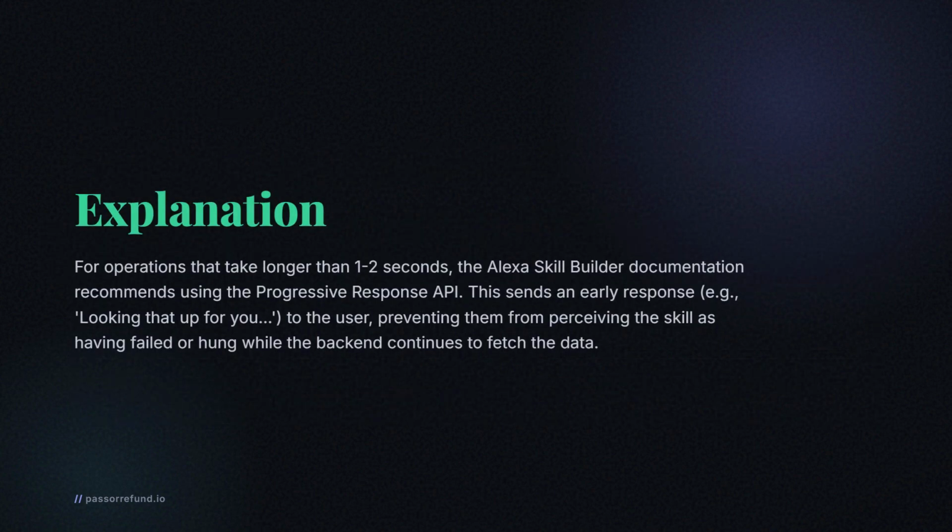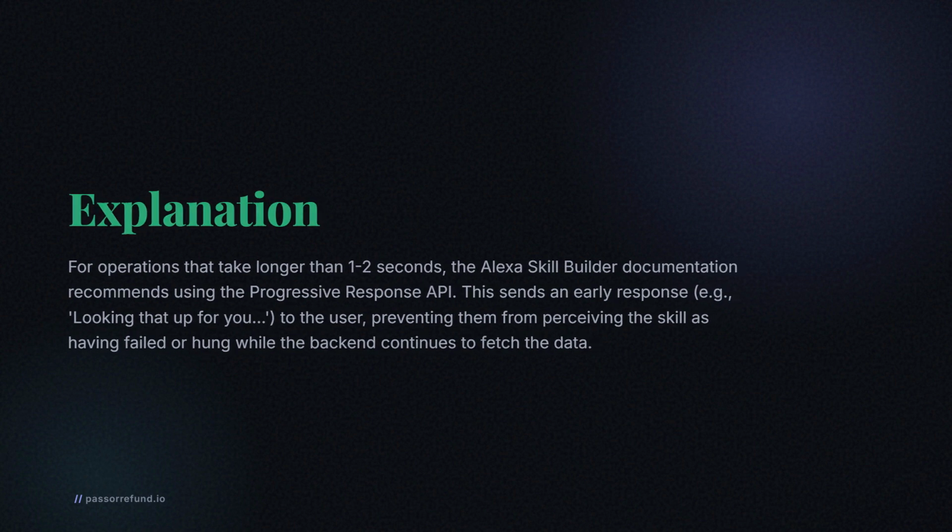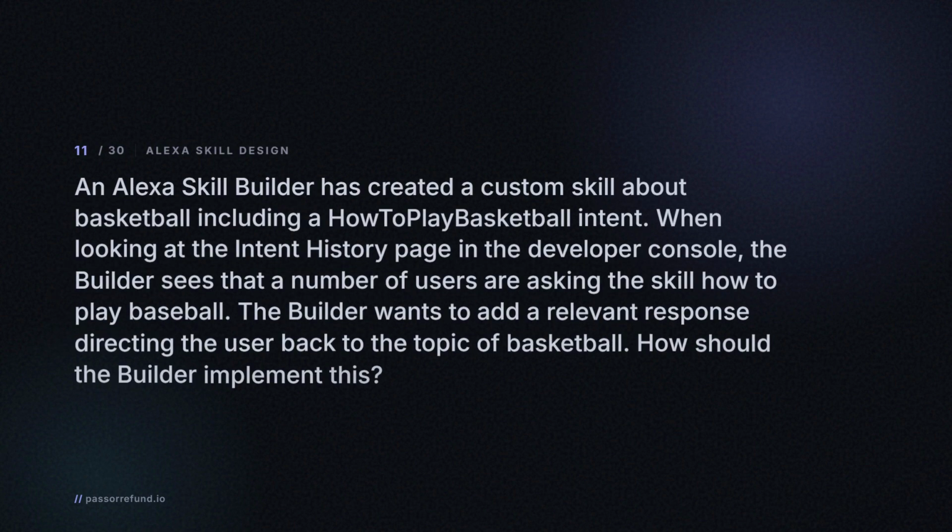The right pick is B. For operations that take longer than 1 to 2 seconds, the Alexa Skill Builder documentation recommends using the Progressive Response API.